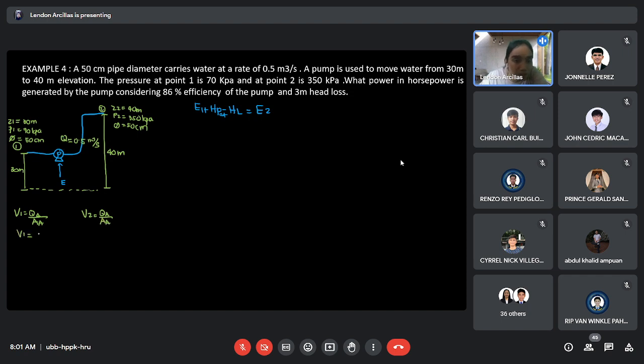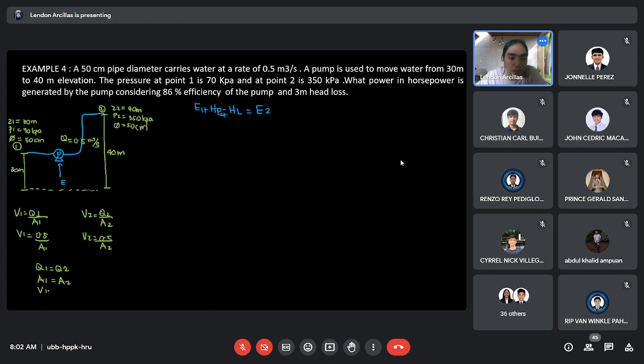So when they are the same, right? That is 0.5. The Q is also the same, Q1. Area 1. So since area 1 and area 2 are equal, the same, and Q1 and area 1 are equal to those at point 2, the velocity will be equal.